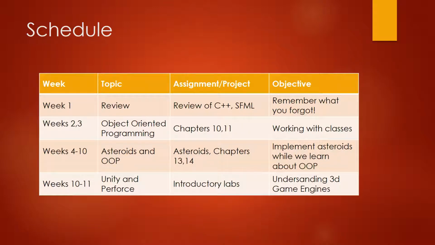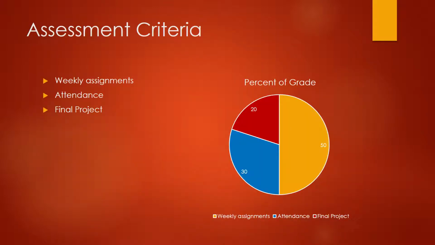Pretty straightforward, right? Grade structure. Half your grade is based on homework, 30% of your grade is based on attendance, and the last 20% of your grade is the final project. So as long as you are here and doing your homework, you will be guaranteed a B. That is it.